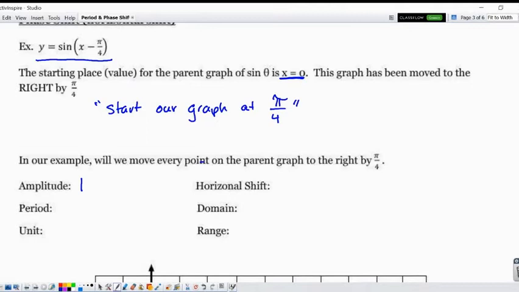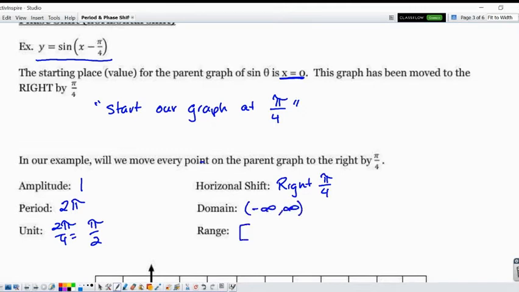The period, there's no multiplier in front of x, so it's still 2 pi, making my unit 2 pi over 4. So we need to see a mark every pi over 2. Our horizontal shift, that is minus pi over 4. Our x is a liar, so we're going to go right by pi over 4. The domain, negative infinity to positive infinity, and range.